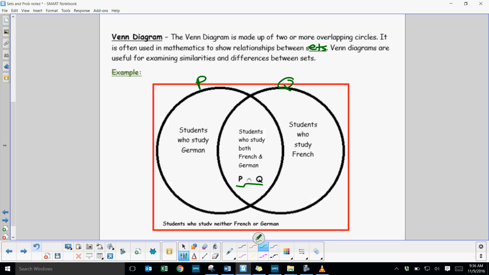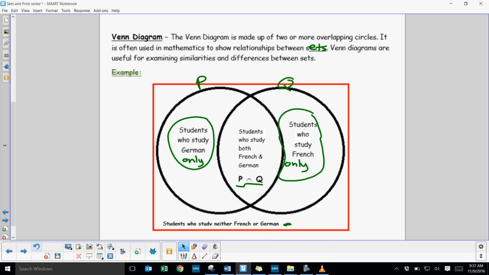Outside here are the students who study German only. The word only is important, you might want to put that there. And outside here are the students who study French only. So that's a key word. Whereas in the centre, there are those students who study both French and German. On the outside here, students who study neither French nor German. So that's all we have to take for that page. Now let's move on to some examples.